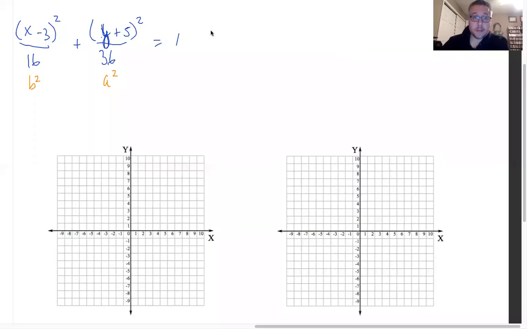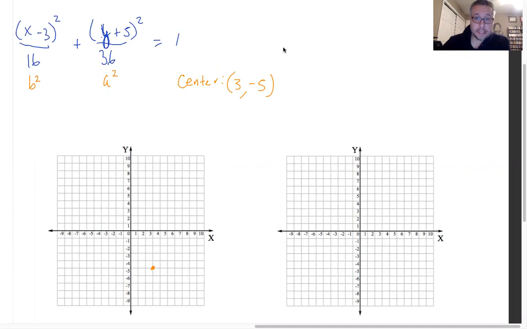Okay, so now let's see what we know about this ellipse. We can figure out the center, I think, pretty fast. Center would be (h, k), which is the opposite of what you see here. Opposite of negative 3 is 3, and the opposite of the positive 5 is negative 5. So let's see, we go over 3, down 5. There is your center.